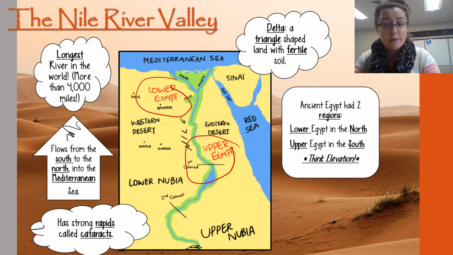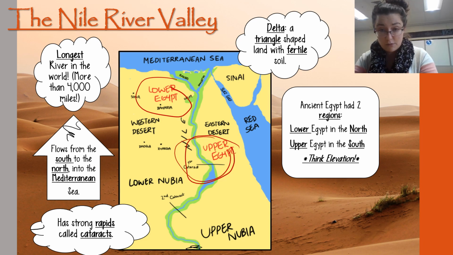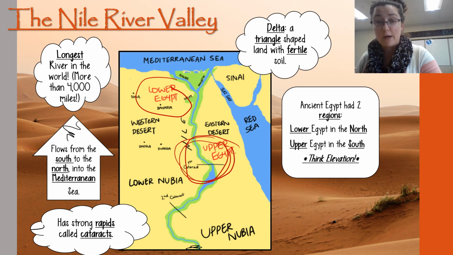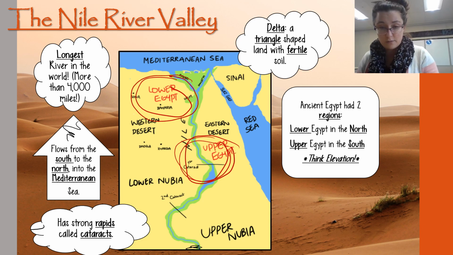Because we're not talking about up and down, north and south when we talk about upper and lower. We're talking about upper because it's upper in terms of elevation, okay? It's up the river, and it's up in terms of elevation. We know water goes downhill. So when the water is in Upper Egypt, it's higher up, and when it's in Lower Egypt, it's lower down.